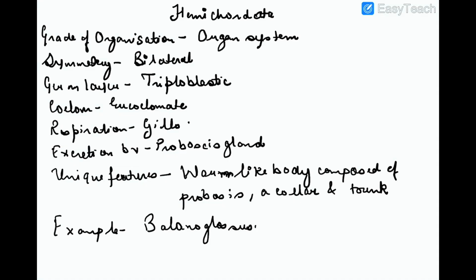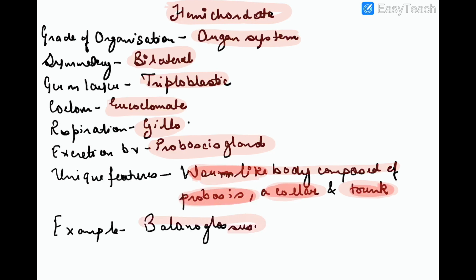Now let us study the last non-chordate phylum, that is Hemichordata. Hemichordata has organ system level of organization. It is bilaterally symmetrical. It is triploblastic. It has true coelom, so it is eucoelomate or coelomate. Respiration occurs by gills. Excretion occurs by proboscis gland. This is important. Unique feature: they have a worm-like body which consists of three parts: a proboscis, a collar and a trunk. Example is Balanoglossus.